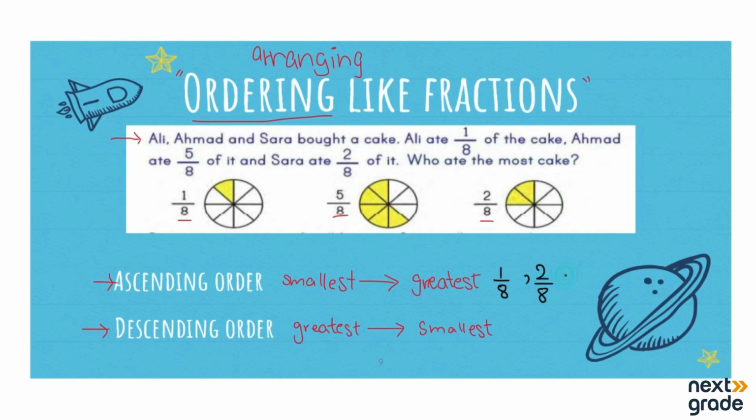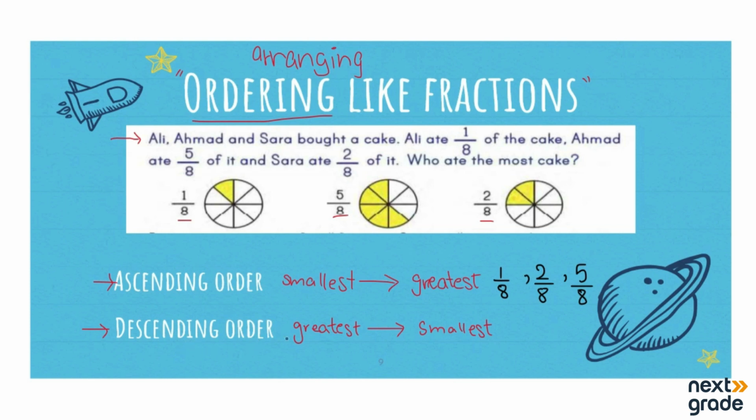Right, and then we have the last fraction, that is 5/8, that is the greatest number in these three fractions, तो हम उसको last में लिख देते हैं, that is 5/8. Starting from the smaller number, moving on to the greatest one. This is how we order the like fractions in ascending order.